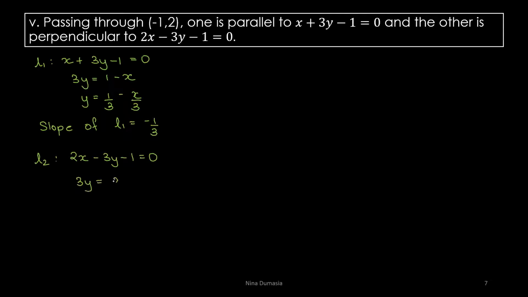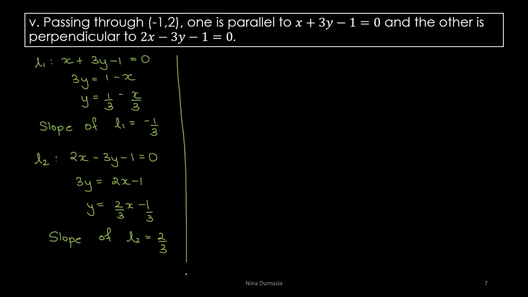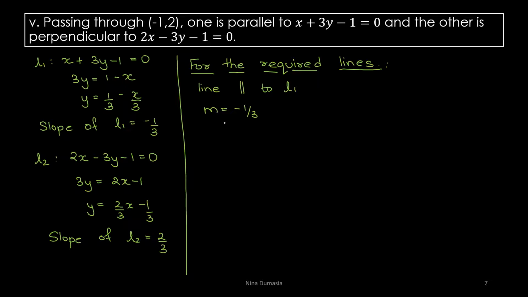Therefore 3y is equal to 2x minus 1, and therefore y is equal to 2 by 3x minus 1 by 3, so the slope of L2 is equal to 2 by 3. Fine. Now we have to find the slopes of the required lines. For the line parallel to L1, m will be the same, so it will be minus 1 by 3 itself, and then we have a point also, that is minus 1, 2.